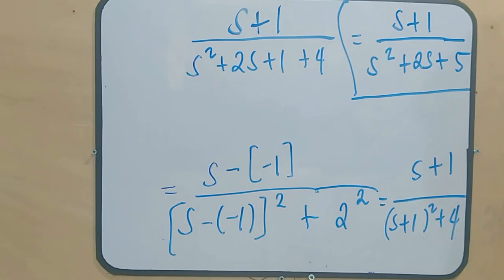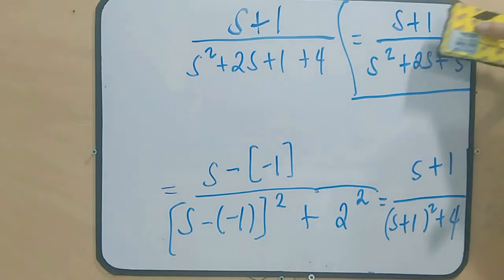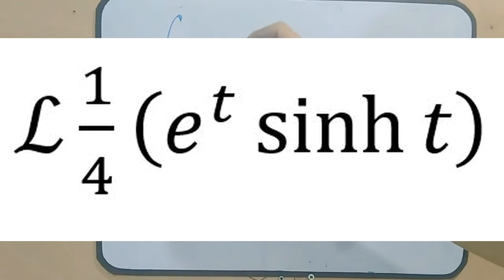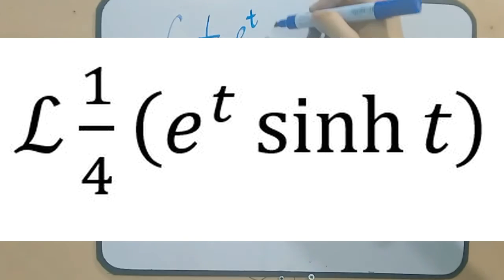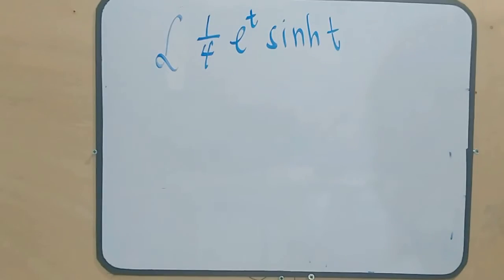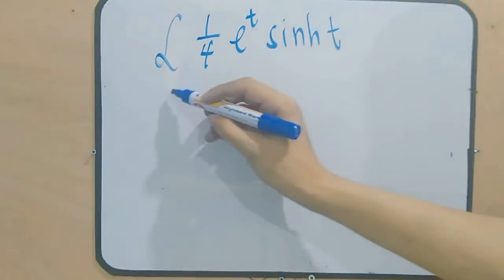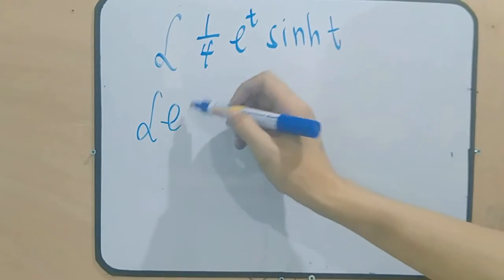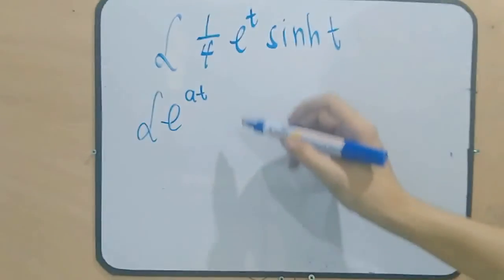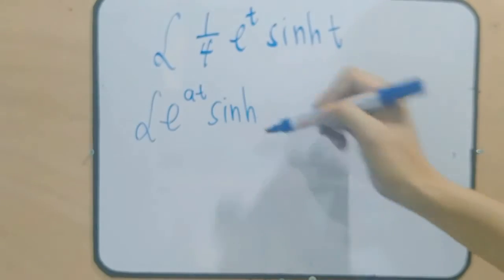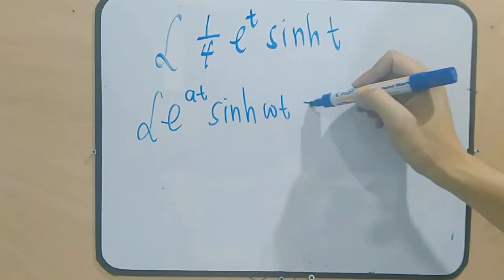Now, for this last sample problem, last na guys. So, this is Laplace Transform. So, you have here 1/4 e raised to t hyperbolic sine. Okay? So, in this case guys, hyperbolic sine na siya. Now, yung pagkakaiba, so yung denominator natin guys is minus. So, yung Laplace Transform ng e raised to at sinh(wt), this is equal to.